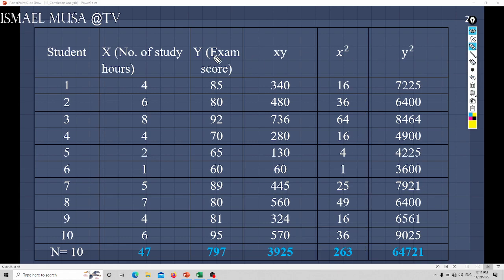So the next is, we take the square of Y. So this is y squared. So in other words, you multiply 85 to itself. So you get 7,225. 80 times 80, you get 6,400. 92 times 92, 8,464. Then after that, add all these values to get the summation of y squared. Now, since we have all the summation there, all we have to do now is to plug it into our formula.